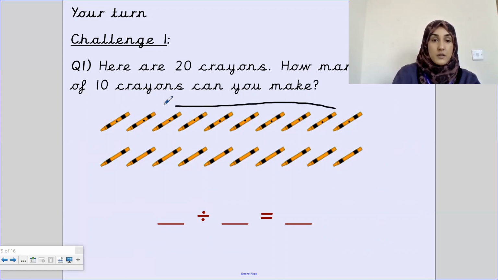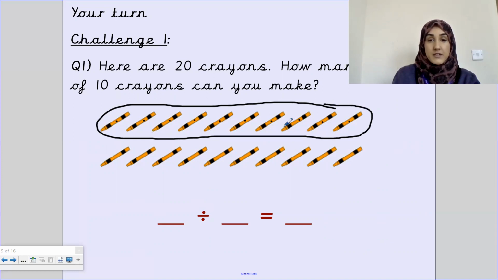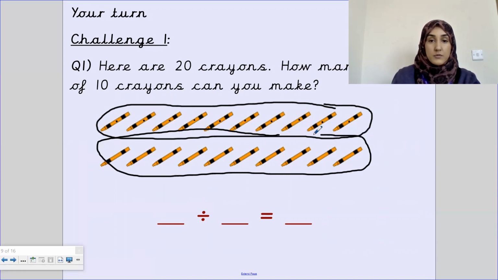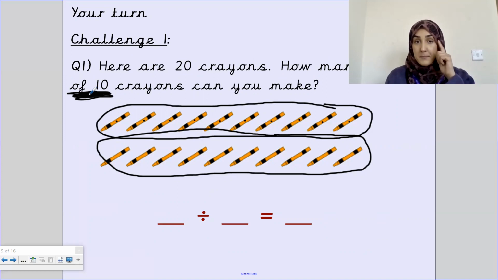So I know and I can see that there is an equal amount underneath. So I'm going to group them in rows. So here I have 10 crayons in one row and 10 crayons in another row. And here it says how many packs of 10. So that gives me my answer, what I need to be doing. Remember, always look at the question, always read the question. It will tell you what you need to do. So I've grouped them into tens.